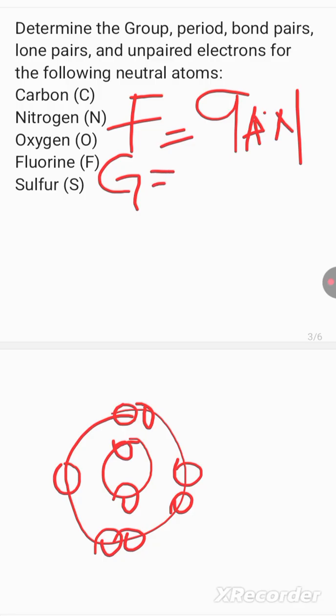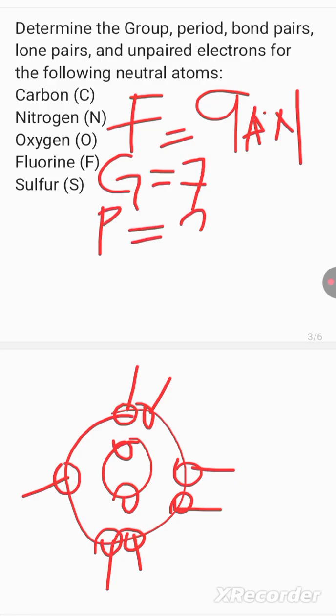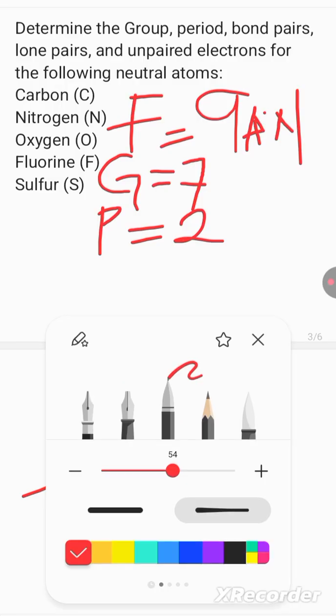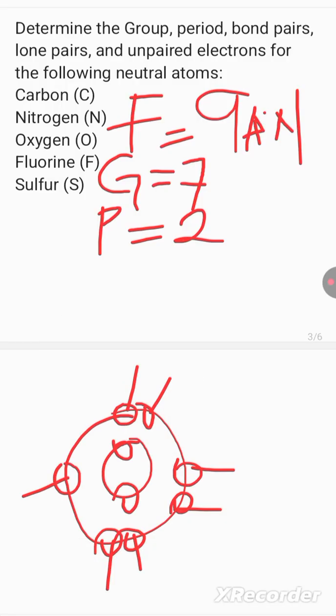So now you determine the group. For the group, you count the number of electrons present in the outermost shell: 1, 2, 3, 4, 5, 6, 7. So it belongs to group 7. For the period, you count the shells. We have 2 shells there. Can you see? This is the first shell, and this is the second shell.